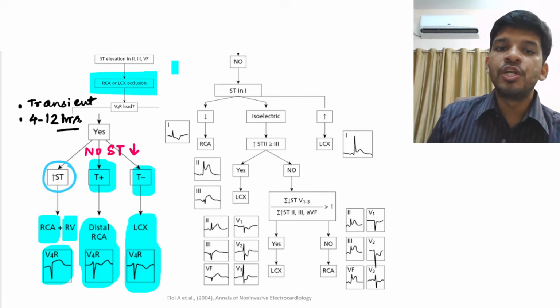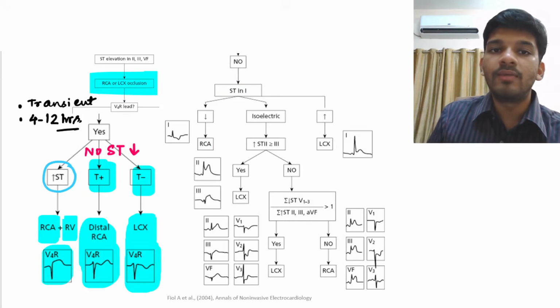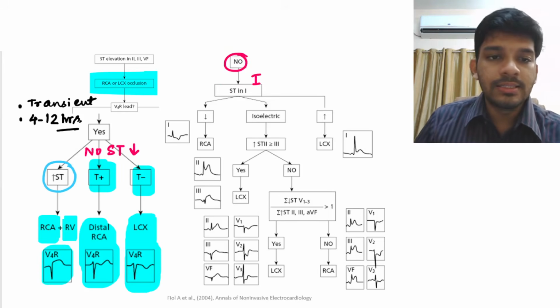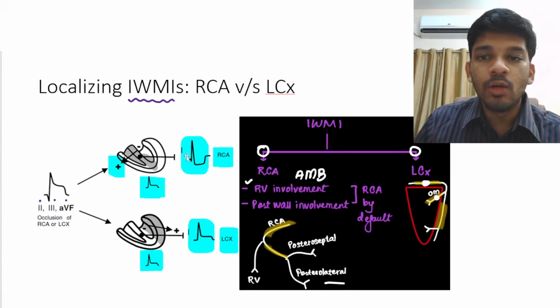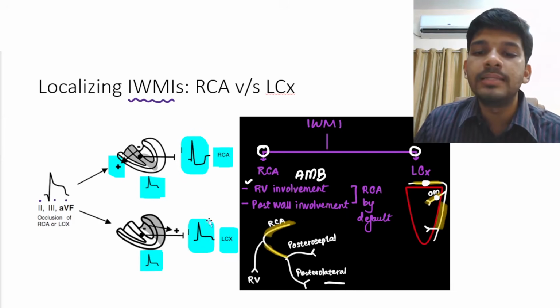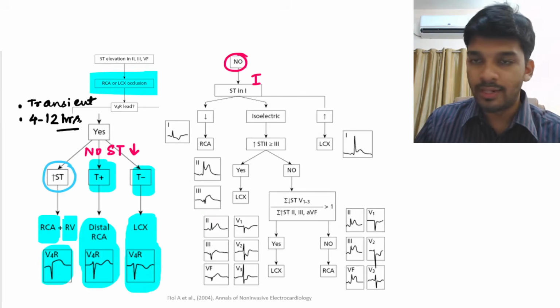However, if you have a patient who is either beyond 12 hours or the V4R lead is not available to you on an ECG, which will usually be the case, you will look at lead 1. See, we have already discussed this concept before, that lead 1 is very important in localizing inferior wall MIs to RCA or LCX. In RCA, you will have ST depression in lead 1, and in LCX you will have ST elevation. Sometimes, however, it may be isoelectric.